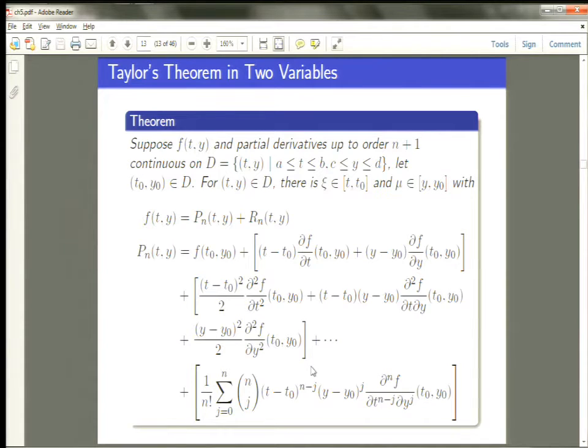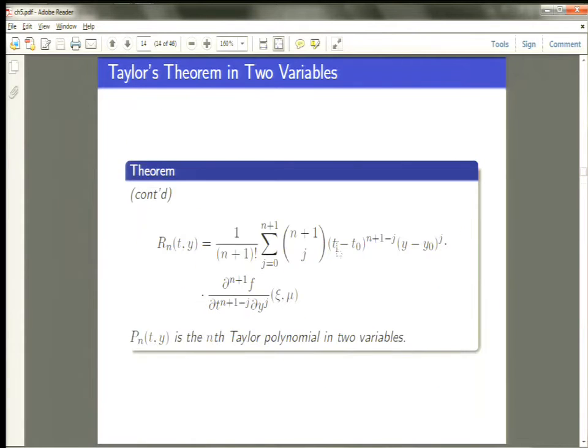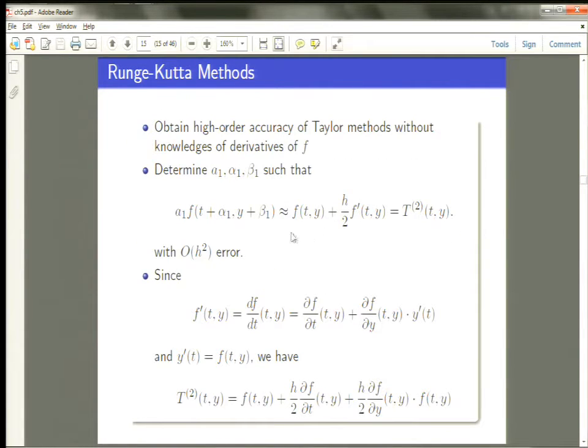And we're just going to use the very first term here, the first row, that says that you can put a plane. You just have two partial derivatives, and there's a delta t and a delta y. And this is how we're going to use it. We like Taylor's method of order 2, where we need to compute this. In fact, this is what we call T2, which is f plus this f prime times h half. We like it, we just don't want to compute f prime.